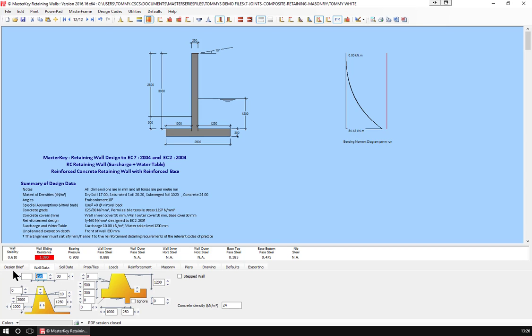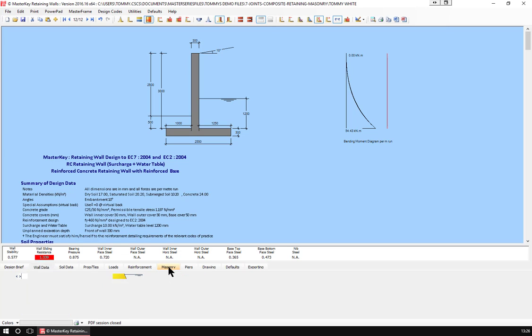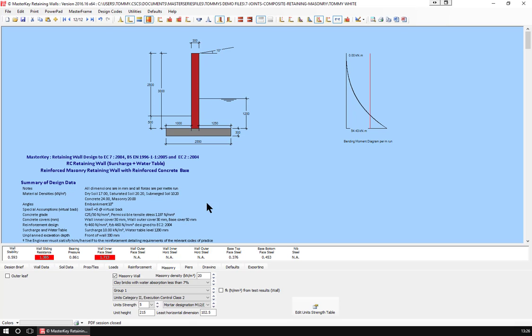So I'm going to say the wall is 300 wide: 100, 100 and 100. And I now want to make it into a masonry wall. So the first thing I do is I tell it it's masonry. Very straightforward. Oh, there we go. I'm going to tell it that they are concrete blocks and that they are 10.4s, 10 Newton blocks.